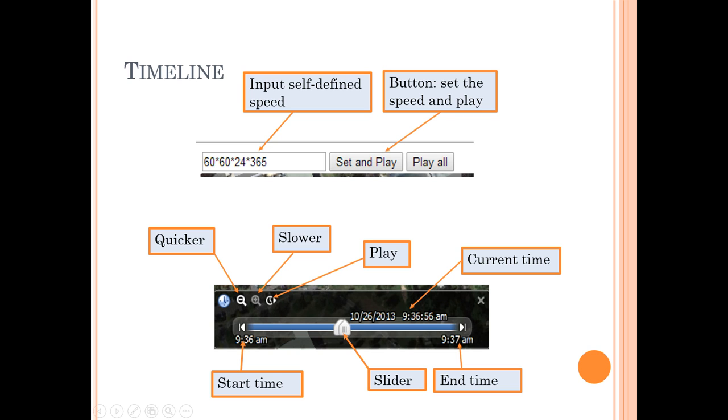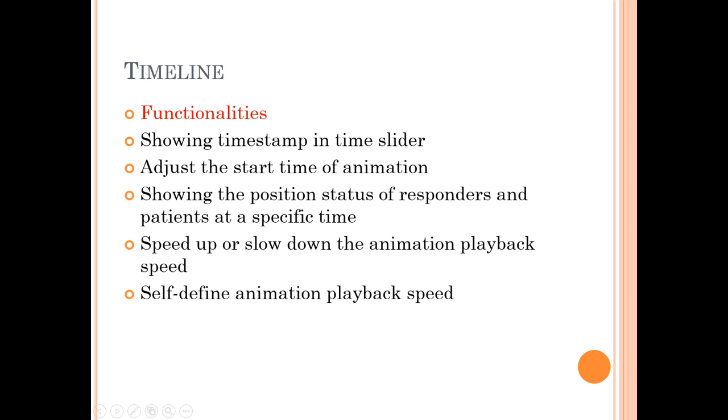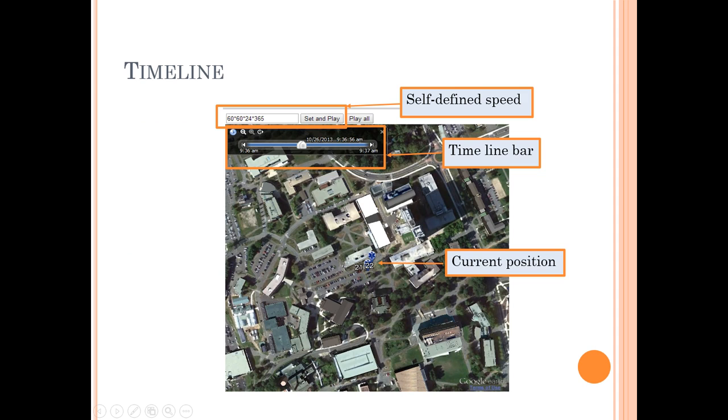Besides, you can also adjust the speed by input self-defined speed right here, and then click the set and play. Then the animation will be showing with respect to the speed you defined in the text box. The fifth function is the self-defined animation playback speed. As what I mentioned, is achieved by this part.